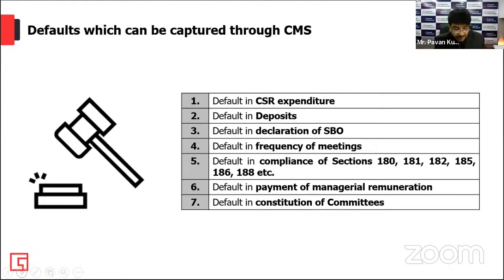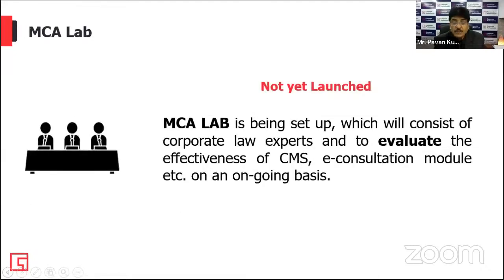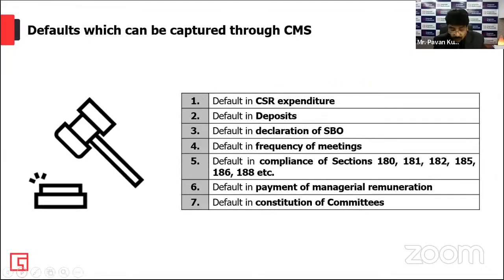And then filing of resignation of director with the registrar, company and directors' KYC, CSR expenditure crossing the limit, default in deposits, declaration of SBO, frequency of meetings, where the gap between two meetings is not as per the law, default in sections 182, 181, 185, 186, 188, default in payment of managerial remuneration, where you are using effective capital and not taking shareholders' approval, constitution of committees. So now you can understand all these violations, you can see this.